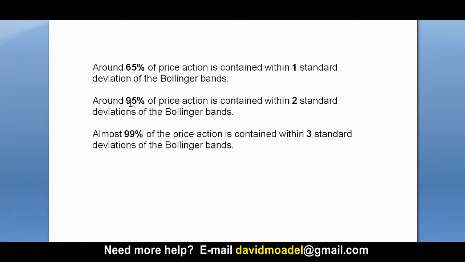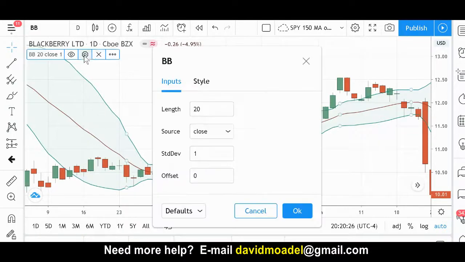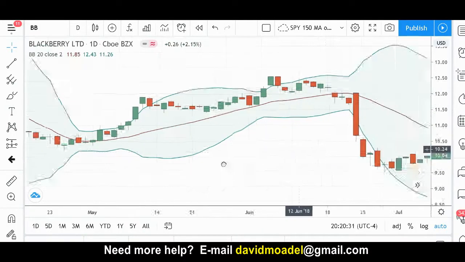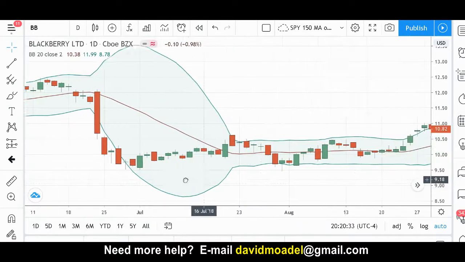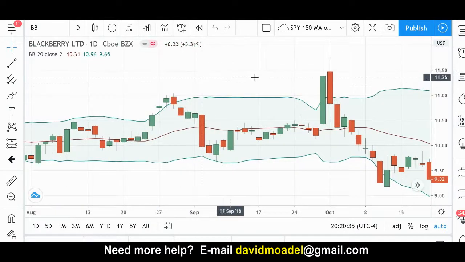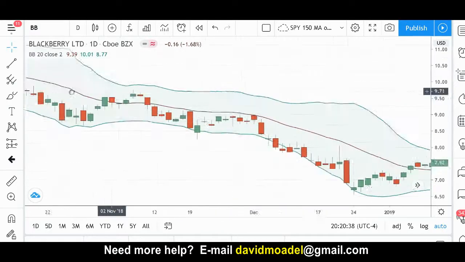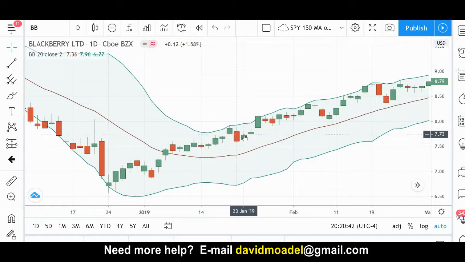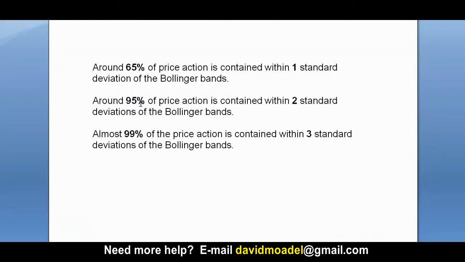So what about 2, the standard default? Around 95% of the price action is contained within 2 standard deviations of the Bollinger Bands. So if we put this back to 2, the candles should stay within those upper and lower Bollinger Bands about 95% of the time, I've heard. And yeah, it sounds about right. It's usually within the 2 lines most of the time. So yeah, if you did 1 standard deviation, you would get a lot of false signals.